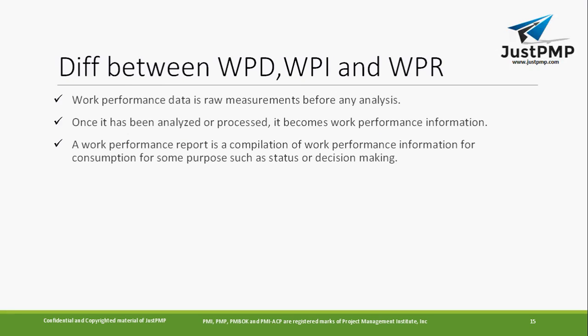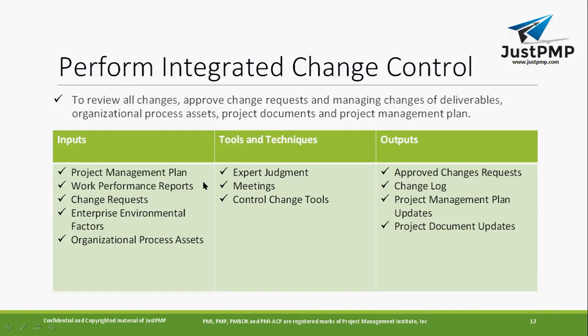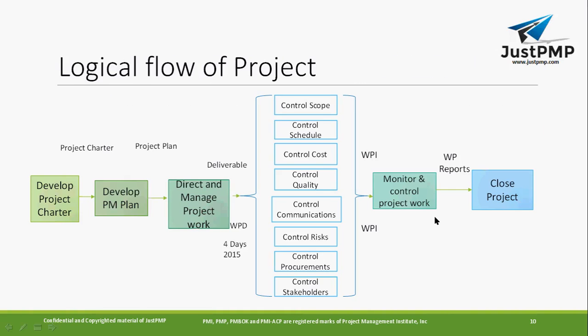I have already explained the difference between work performance data and work performance information. Work performance data is raw measurement data, like raw measurements of a deliverable. When this data gets analyzed, it becomes work performance information. And work performance reports are a compilation of work performance information for consumption. If you see this diagram, this is your deliverable. When it passes through this control process, you'll have this information. And when it goes to monitor and control project work, you will have a work performance report.